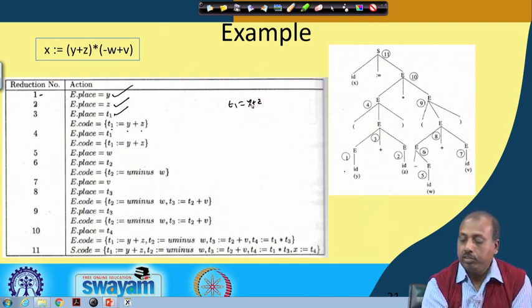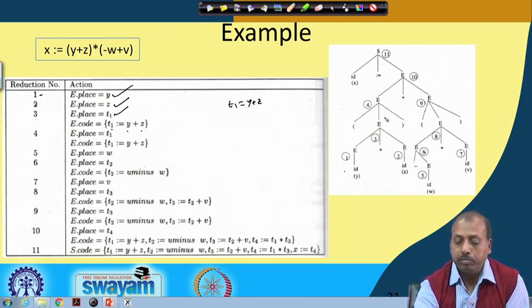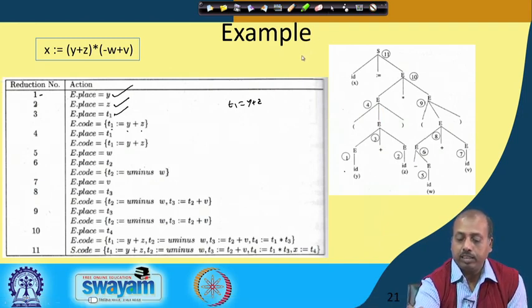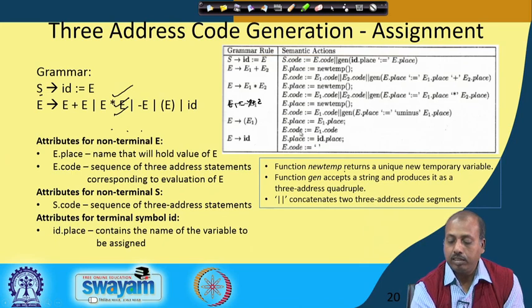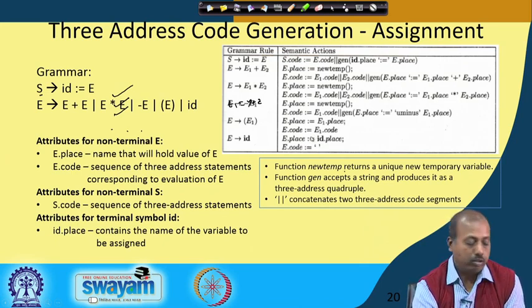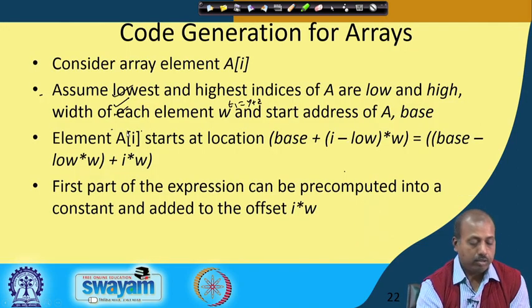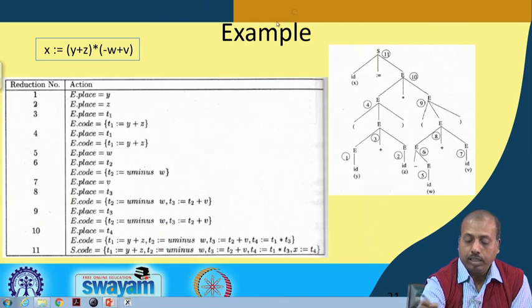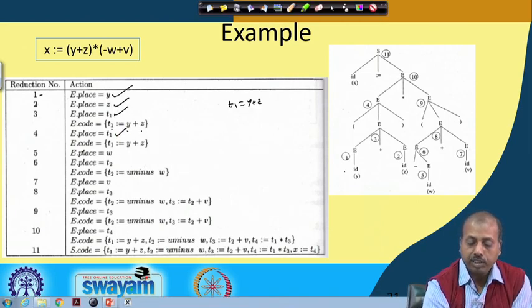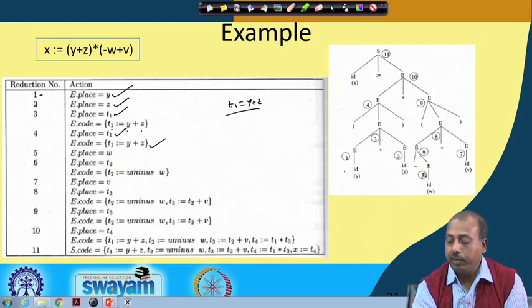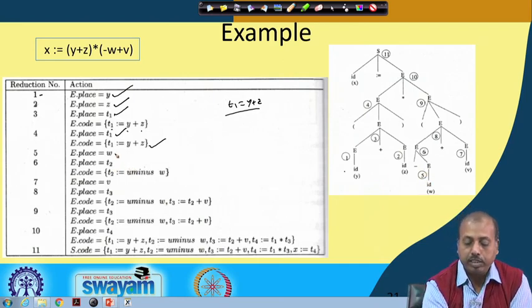After that, it comes to reduction number 4. Within brackets E, the semantic action is E dot place equal to E1 dot place, E dot code equal to E1 dot code. That is what is done. So E dot place equal to T1, and E dot code equal to this line only. Then at reduction number 5, I have E dot place equal to W. There is no E dot code.